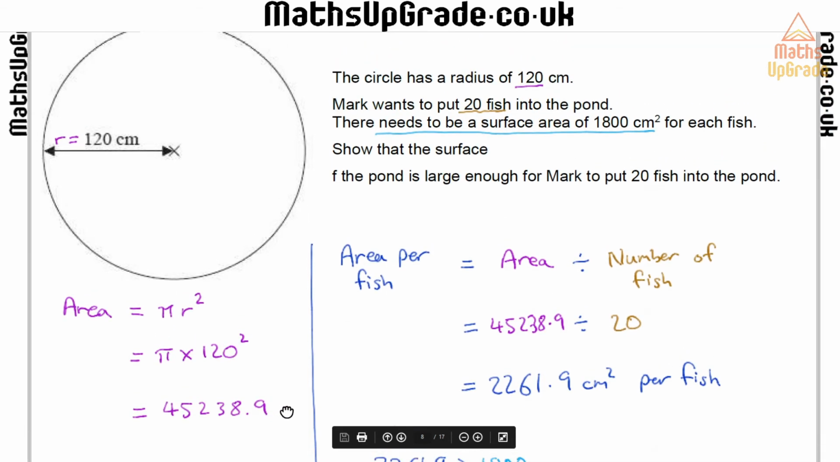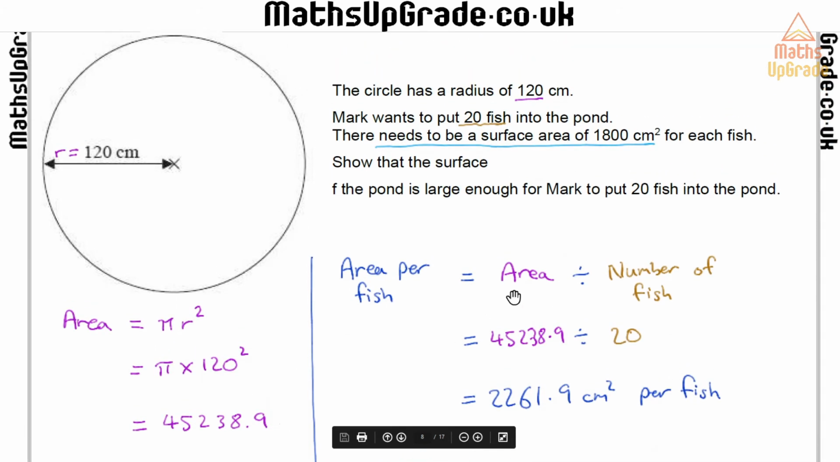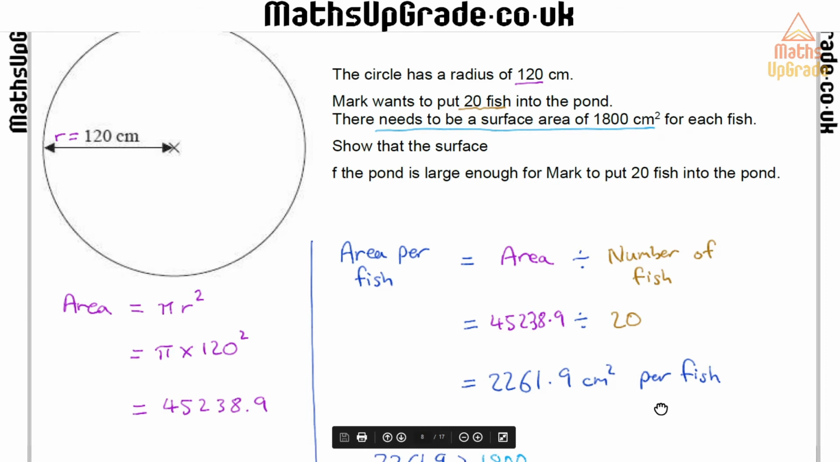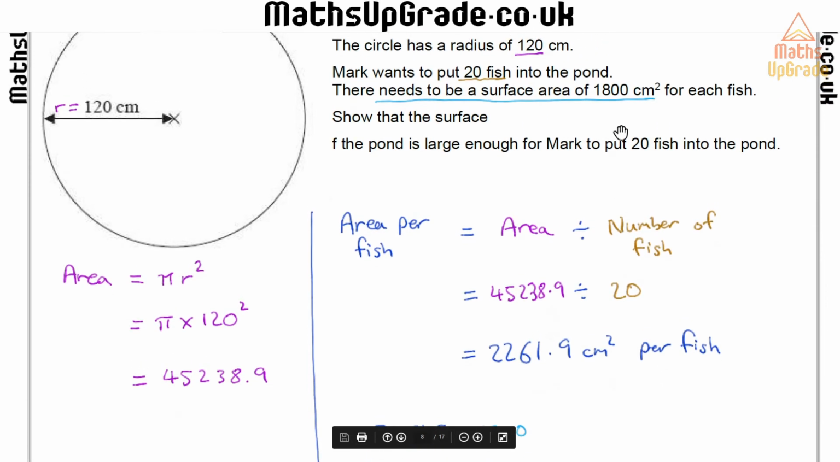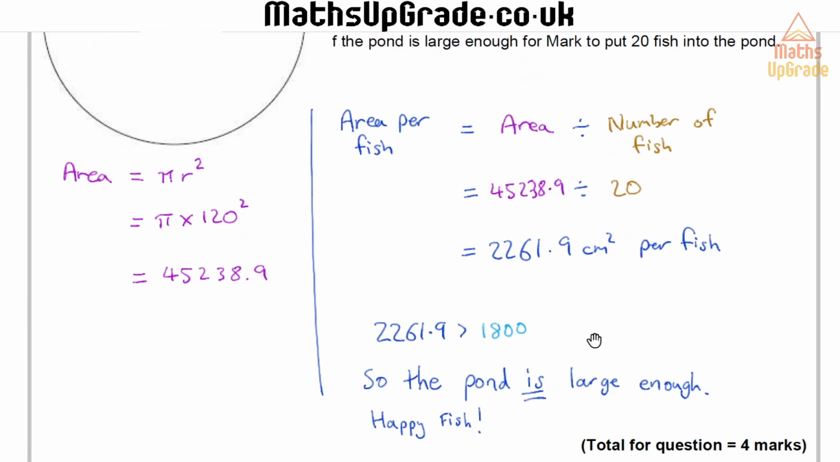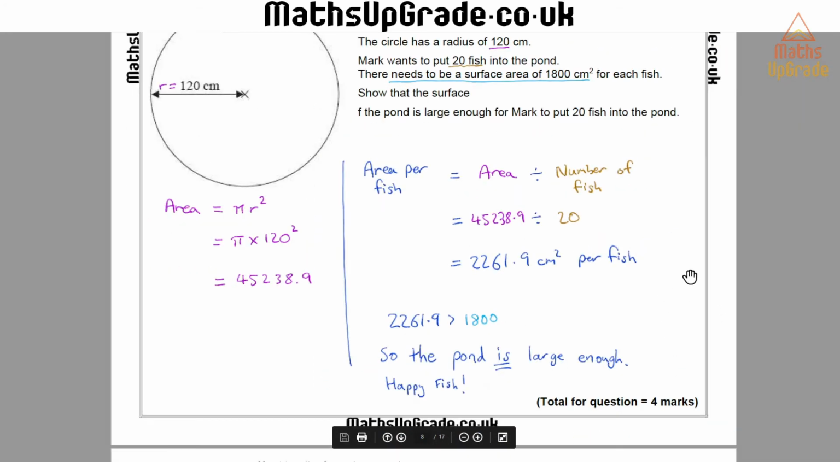Now the area that each fish will get on average is the area of the whole pond divided by the number of fish. So if it's putting 20 fish into the pond, it'll be 45,000 divided by 20, which is 2,261.9 per fish. So is that bigger than 1,800? Well, yes, it is bigger than 1,800. So the pond is large enough for all those 20 fish. 4 marks for that question.